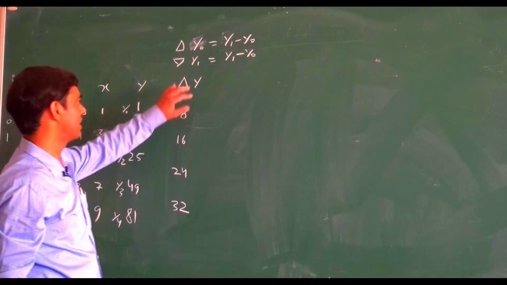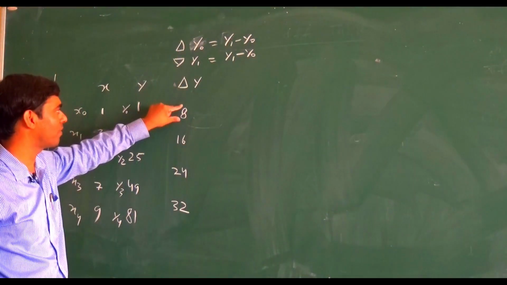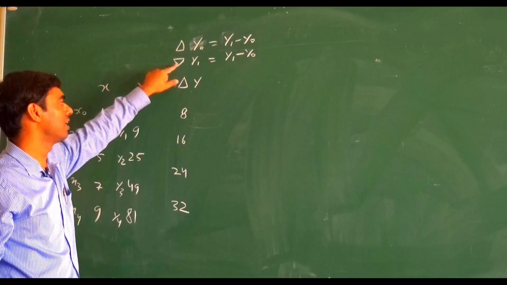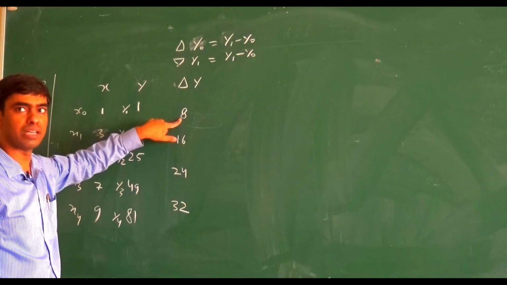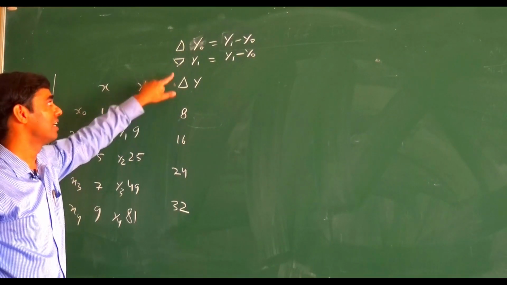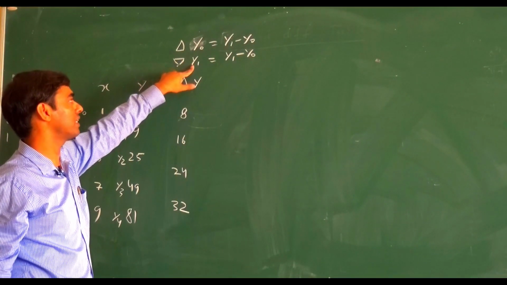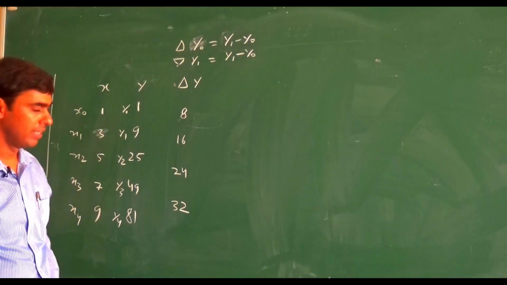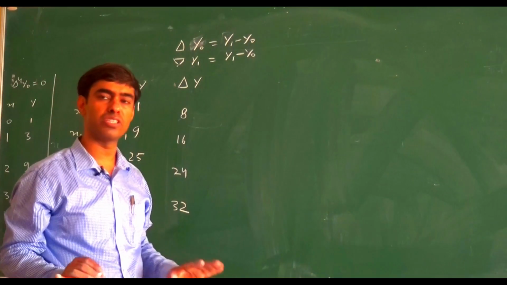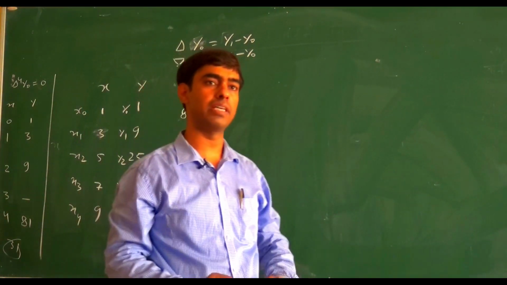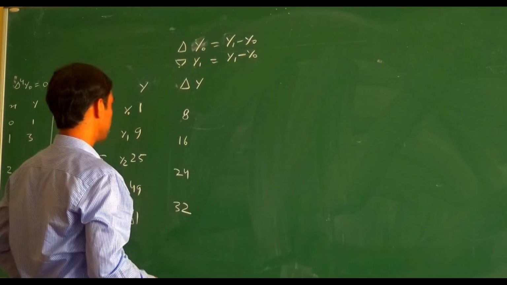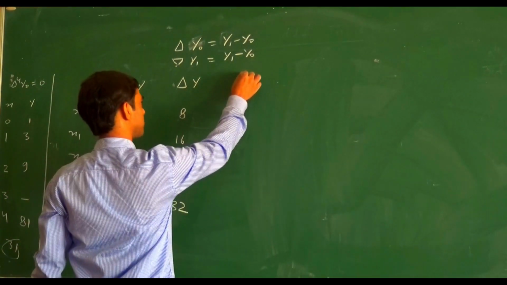So in terms of a backward difference operator, in terms of a forward difference, this one is del y0. In terms of a backward difference operator, this is del y1. This one, 8, represents what? Backward difference operator of y1, forward difference operator of y0, is what? 8. So in terms of calculation, there is no difference between the forward difference table and backward difference table.